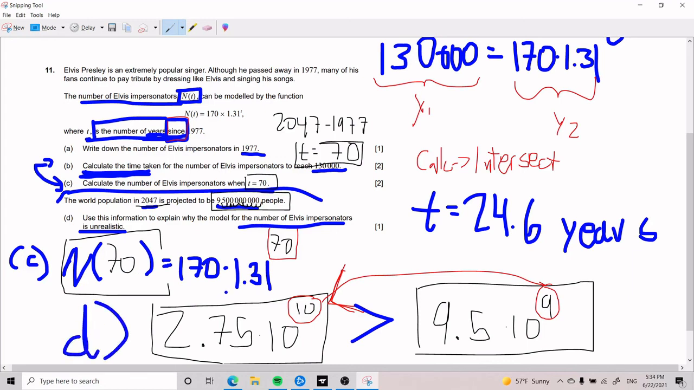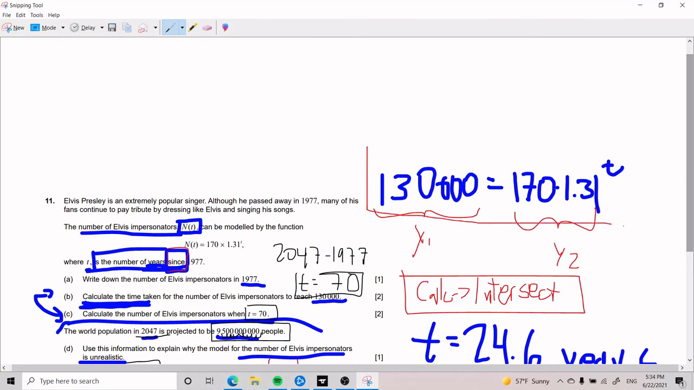Again, I think the most important part in this problem is knowing the calc intersect function, okay? Because part B is really easy to set up, but to actually solve it, you need to be familiar with the calc intersect function. There are other ways to solve it, but I think it's too time consuming and not convenient for you.